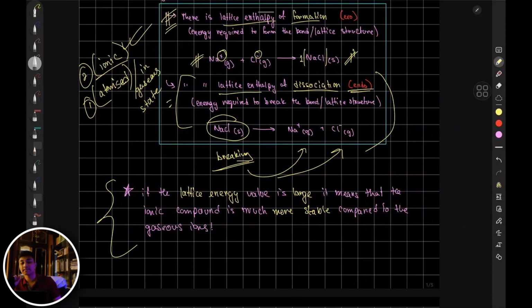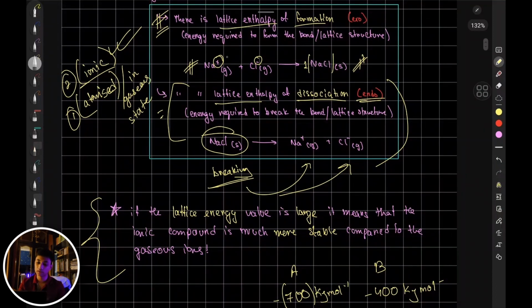If, let's say, the value of lattice energy for one is -700 and the other is -400. Let's say for lattice structure A, the lattice energy is -700 kilojoule per mole. And for B, let's say it is -400 kJ per mole. Now, if the value is larger, it means that the ionic compound is much more stable compared to the gaseous ions.